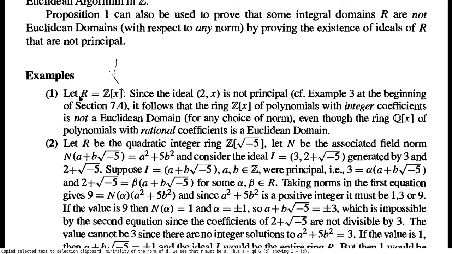So if your R is the integer polynomials, then if you have like 2x, the ideal generated from there is not going to be principal.